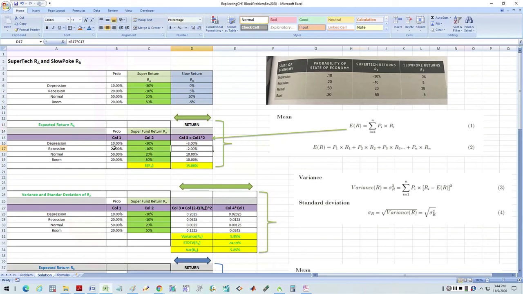We only have 4 states. So probability of depression times the return during depression, probability of a recession times rate of return during the recession, probability of normal, return for normal, probability of boom, rate of return of boom. Okay, so this is what I've done. So equals probability of depression times the rate of return of depression, again for Supertech or R of A. And all you have to do right now is just drag. And after we drag, all we have to do is add them all together. Equals sum.